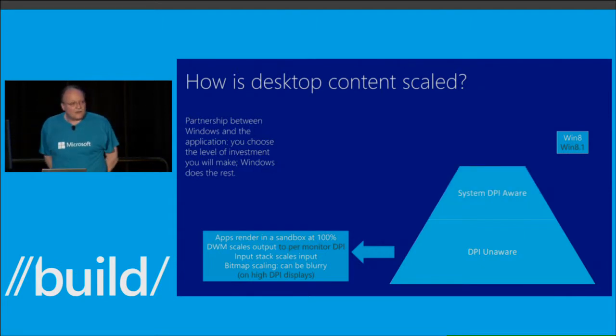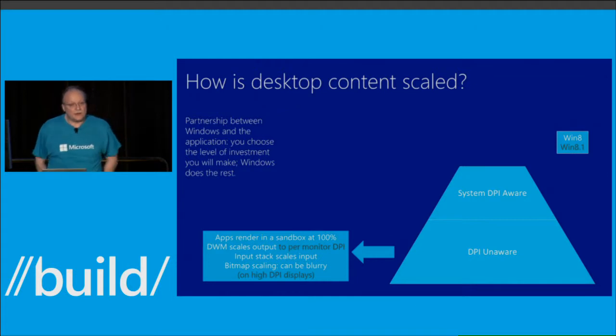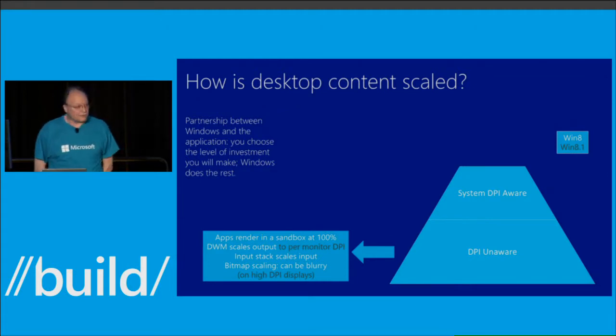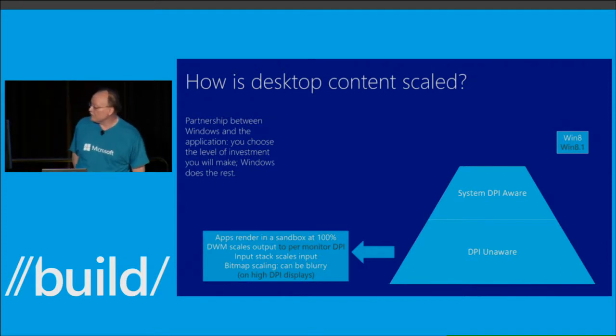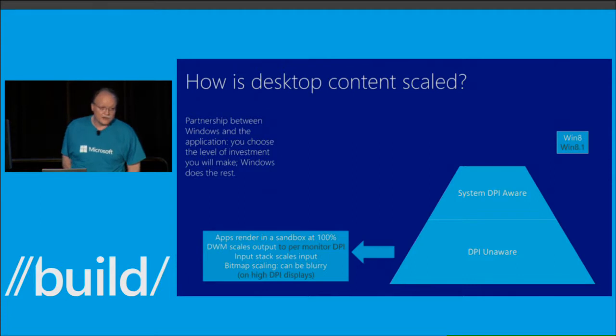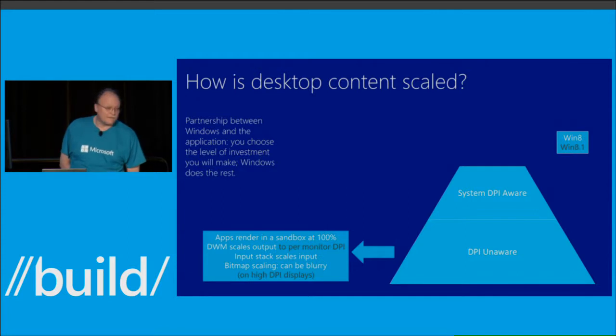All right, for applications that wanted to make a greater level of investment, in the past we just called it being DPI aware. Now we're being very clear: it's system DPI aware. Examples of this include Microsoft Office, and Internet Explorer has always been DPI aware. The File Explorer in Windows and most of the internal UX has been DPI aware since Windows Vista. Firefox just announced that they're going to make the next version of their browser system DPI aware, and you can in fact download the beta now.